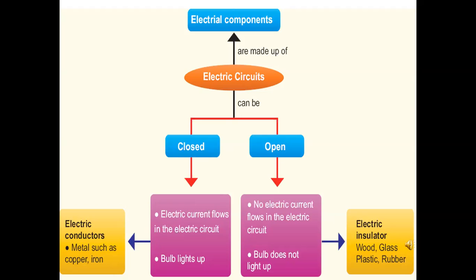Next, the open electric circuit. In an open electric circuit, no electric current flows in the electric circuit. So the bulb does not light up. Electric insulators in an open circuit are wood, glass, plastic and rubber. Important: in a closed electric circuit, current will flow. In an open electric circuit, current does not flow.